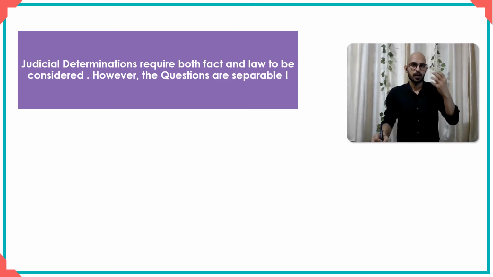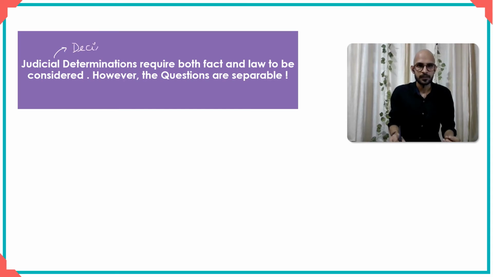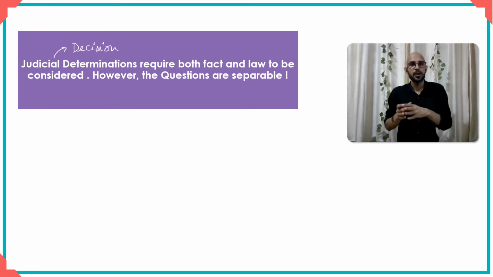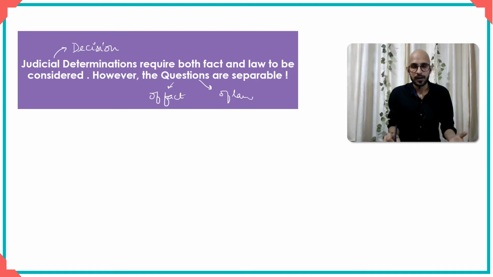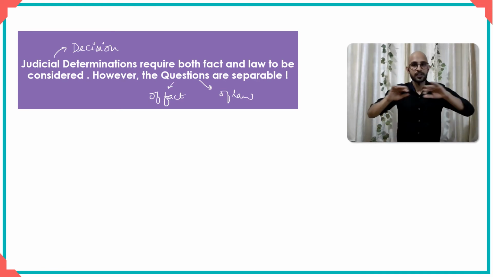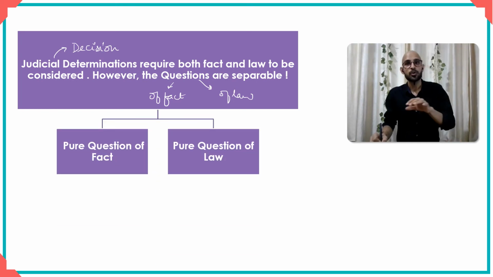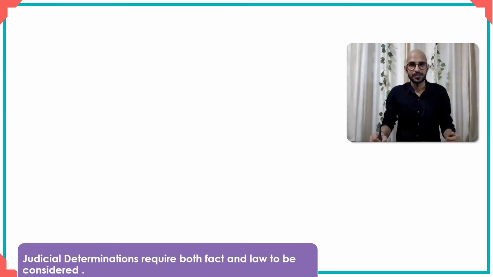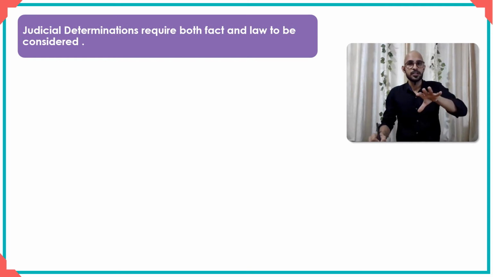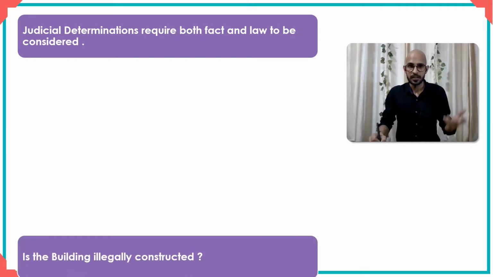You see, a judicial determination, which means any decision, okay? Any decision requires both the facts and the law to be considered. However, questions of fact and questions of law can be separated, which means they are separable, okay? You can divide them into pure questions of fact and pure questions of law. Let me cite you an example. Judicial determinations require both the fact and the law to be considered. Let me show you how.